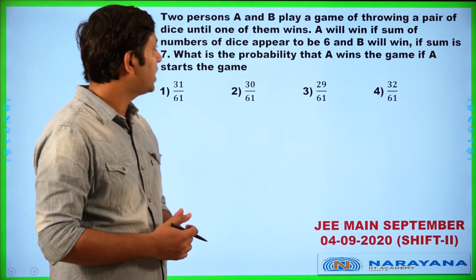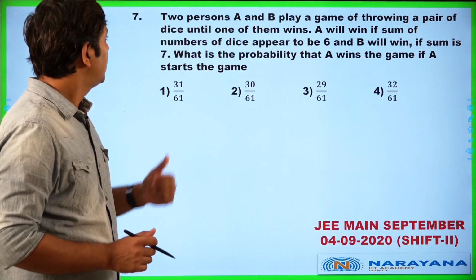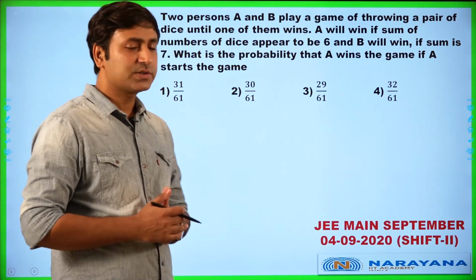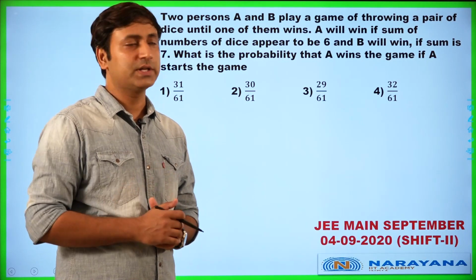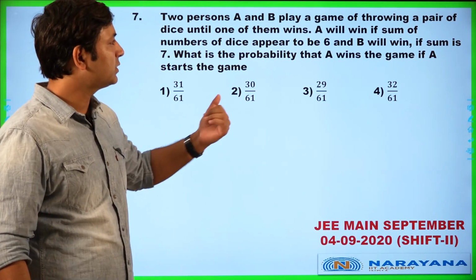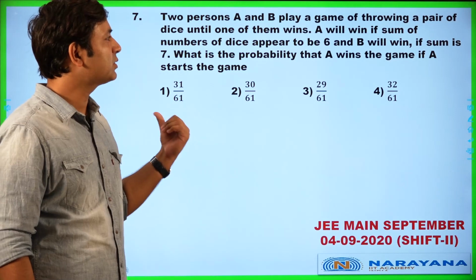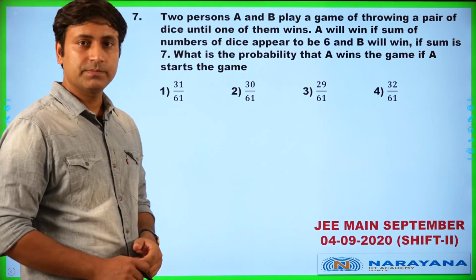In this question, we have two players A and B, and they are throwing a dice one by one till one of them wins. A wins if the total of the two dice is 6, B wins if the total of the two dice is 7.